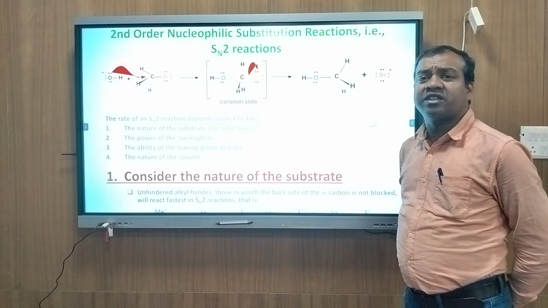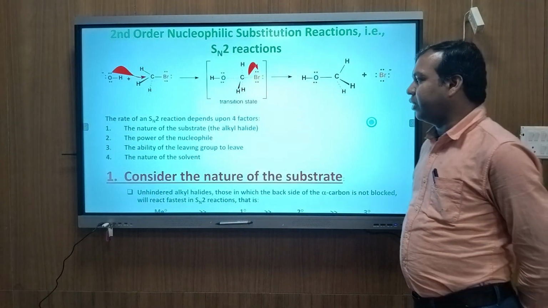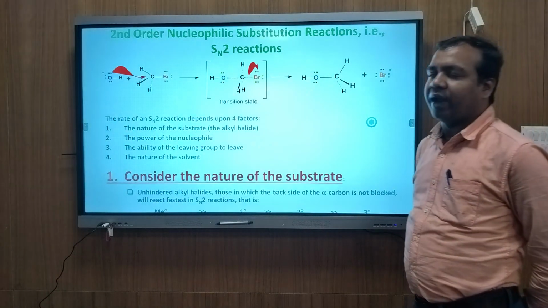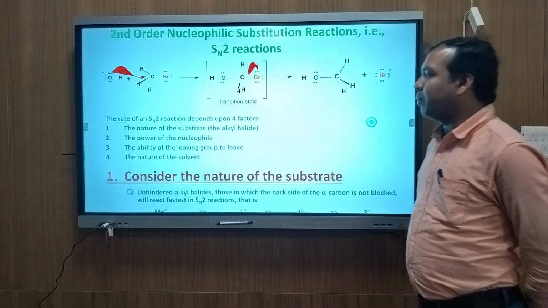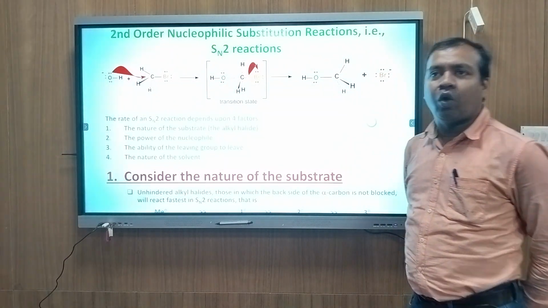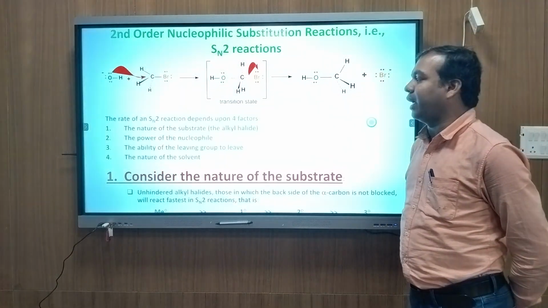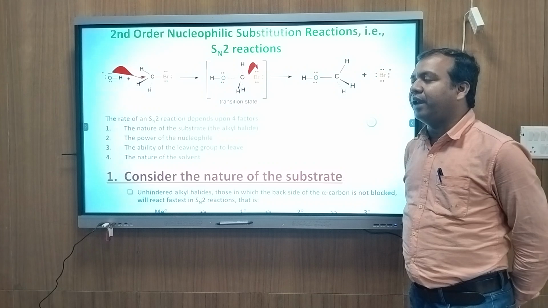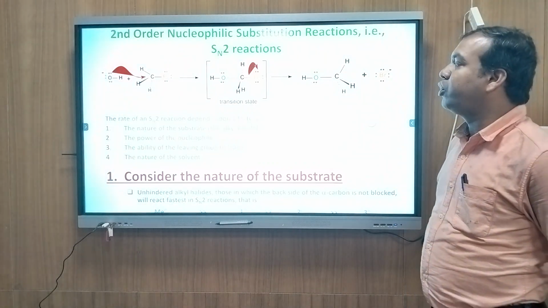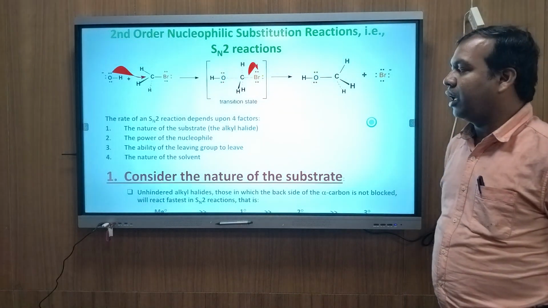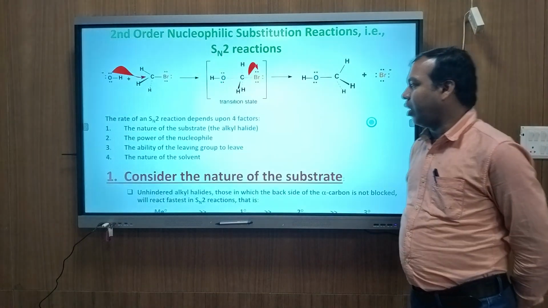For the substrate, if it is less sterically hindered, backside attack is very easy. For this reason, between methyl chloride and tertiary chloride, methyl chloride is more favorable for SN2 attack. For the power of the nucleophile, H2O and OH minus are both nucleophiles, but OH minus has much more nucleophilic character than H2O. So if we carry out the reaction in the presence of OH minus instead of H2O, we get a good result. So the nucleophile plays an important role in our SN2 reaction.